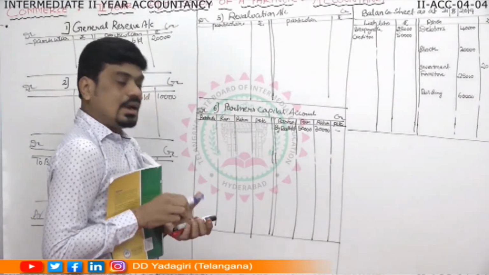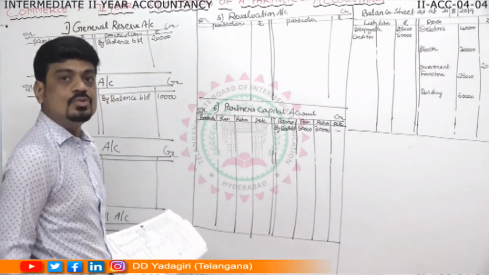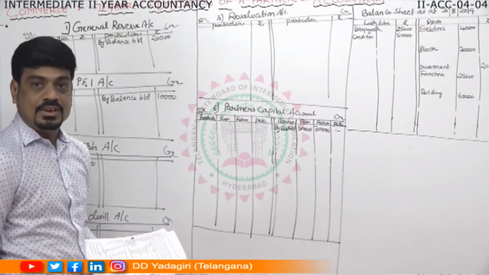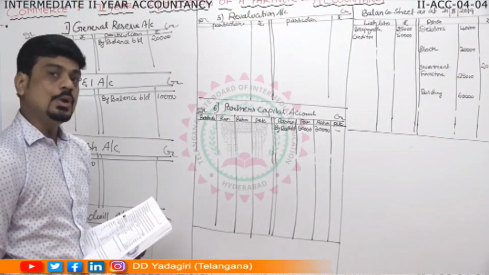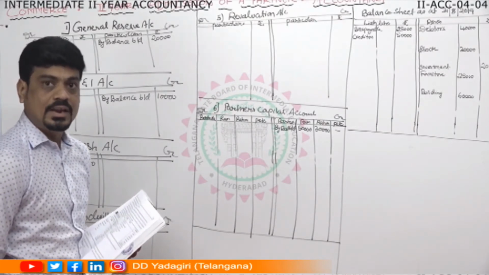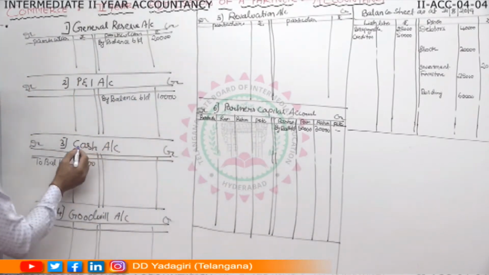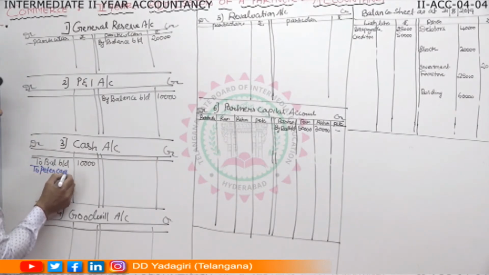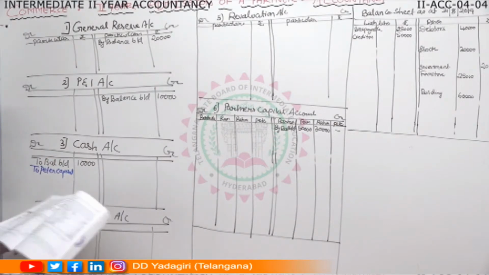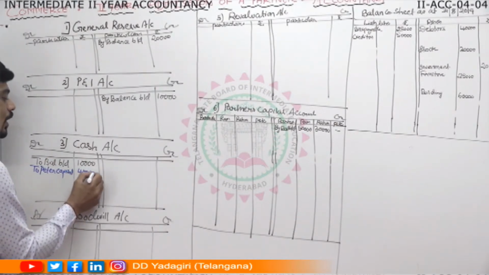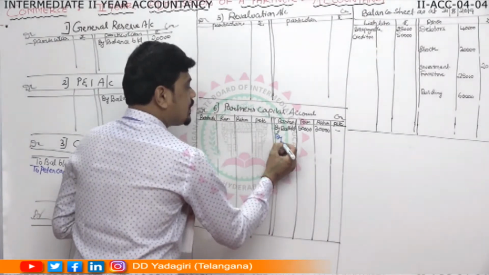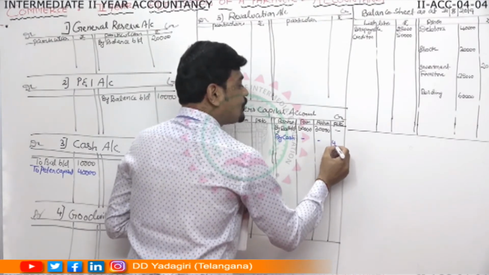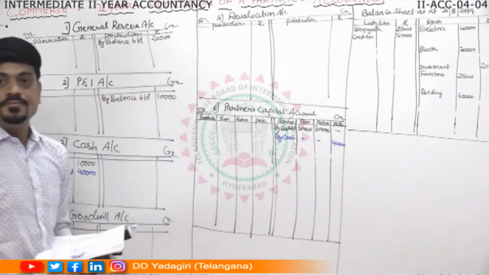Now we'll start with the adjustments, and to give the adjustments I am using a different color pen. Peter should bring 40,000 capital. Who is bringing? Peter. We know Peter is a new partner and he is bringing capital. So the entry is cash account debit to Peter's capital. So we debited cash account with Peter's capital 40,000. Now we'll go to partners' capital, by cash, and in Peter's column, he brought 40,000. That 40,000 we are filling.